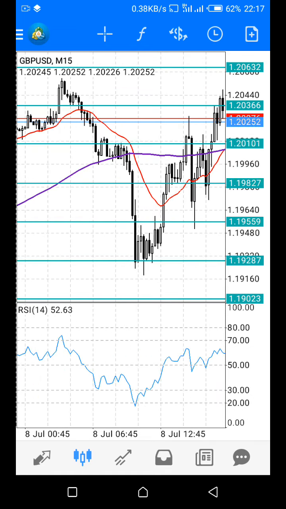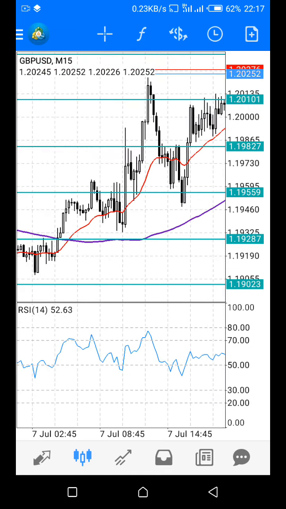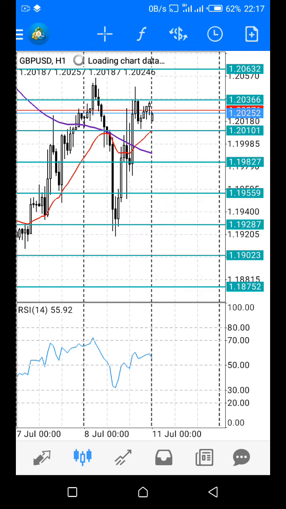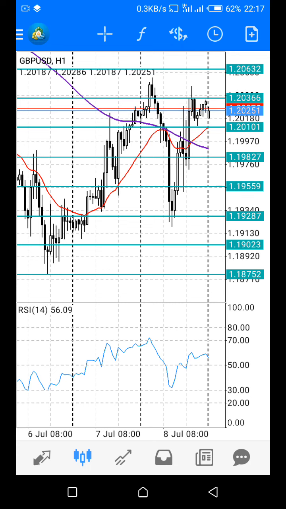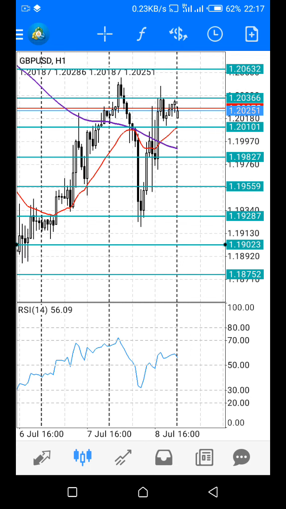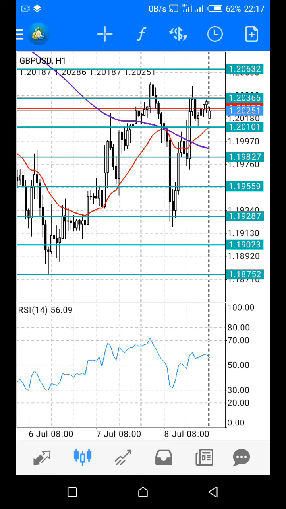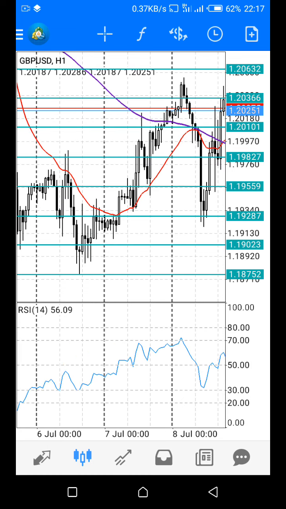So that's it. Let's look at it in a 1 hour chart. So you can see how it vibrated around those levels.